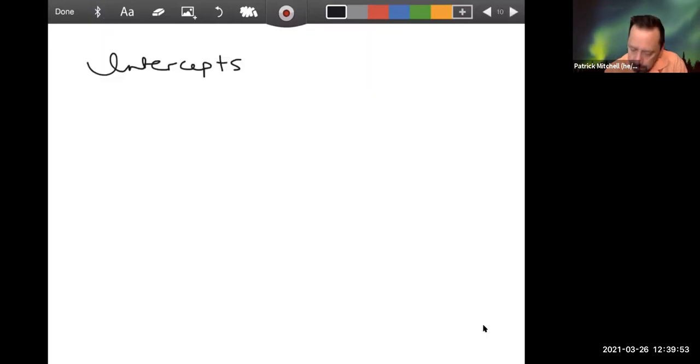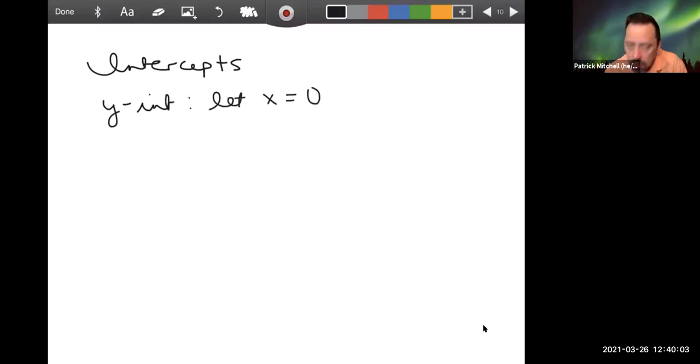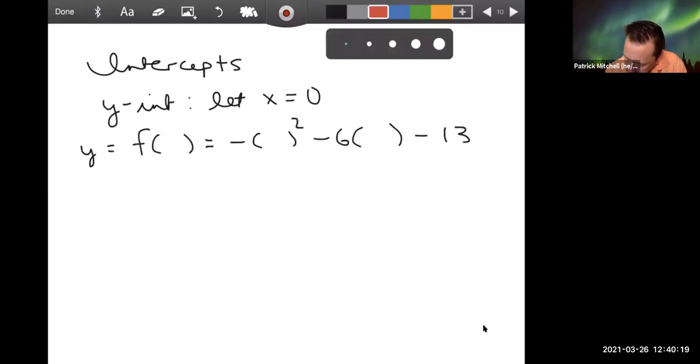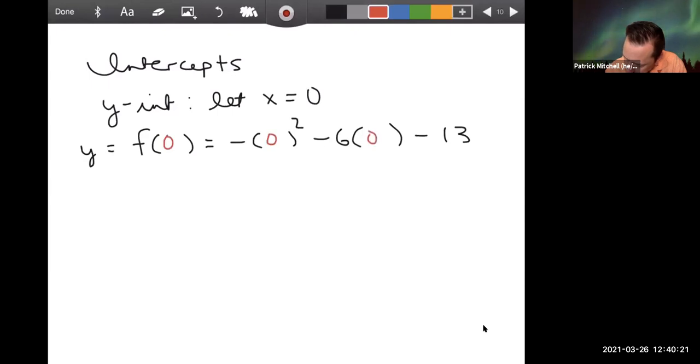All right, intercepts. I'll start with the y-intercept again. Set x equal to 0. I'm actually going to tell you about a little shortcut for y-intercepts. We're just replacing x with 0. So look what happens when you do that. The first term comes out to 0. The second term comes out to 0. All you're left with is that -13.